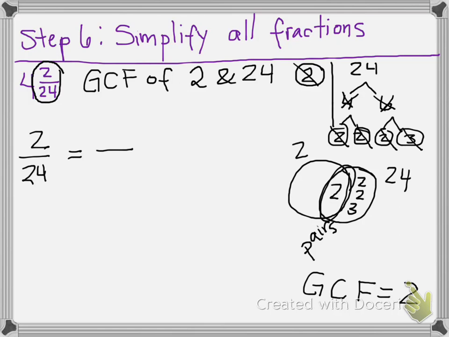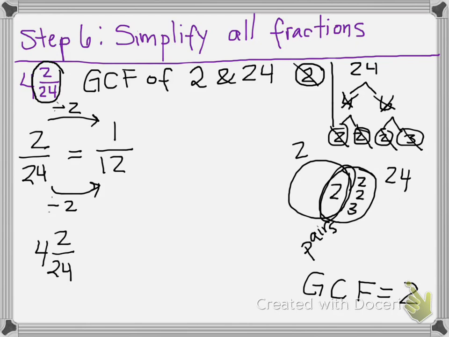What I'm going to do now is take my fraction, which was 2 over 24, and I'm going to make an equivalent fraction that's going to be simplified. The way that I do that is by dividing by my GCF. My GCF was 2, so it's going to be 2 divided by 2 and 24 divided by 2. Well, 2 divided by 2 is 1, and 24 divided by 2 is 12, so I get 1/12. So 4 and 2 over 24 is equal to 4 and 1/12, which is my final answer.